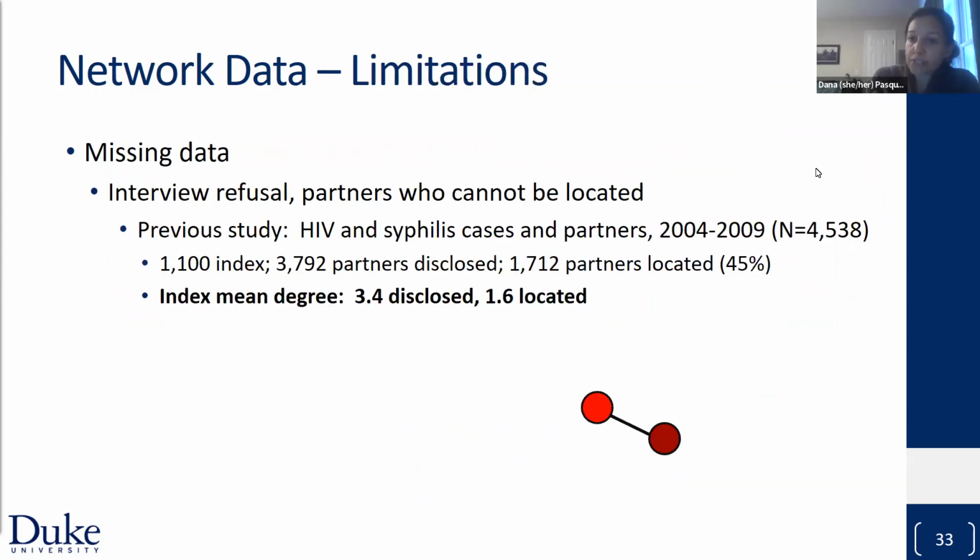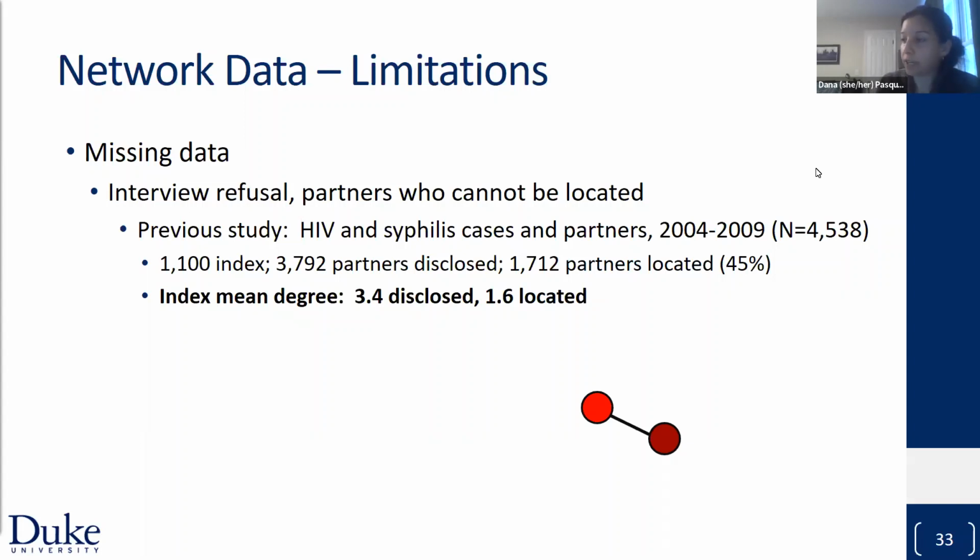Missing data, though, is the biggest threat to the validity of these kinds of analyses. Around a quarter of people in any given data set will refuse to be interviewed. We have a lot of partners who can't be located. And even if you do find someone who's newly diagnosed with HIV, a lot of the time you can't find a contact who was HIV positive. So we know for sure that we're missing some of the partnerships there.